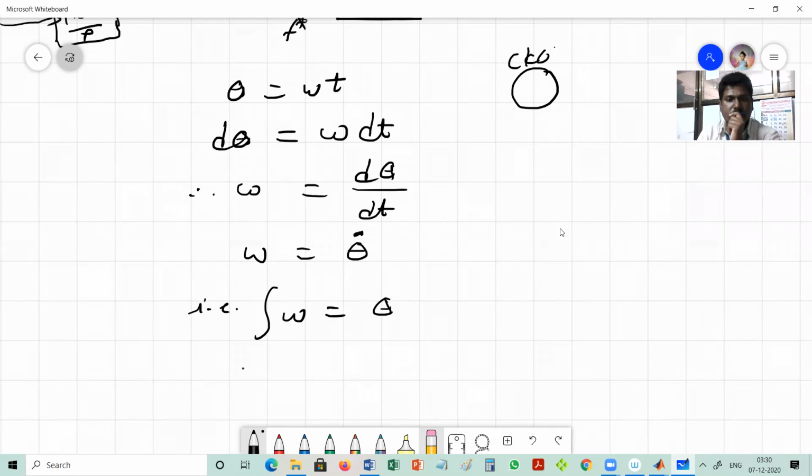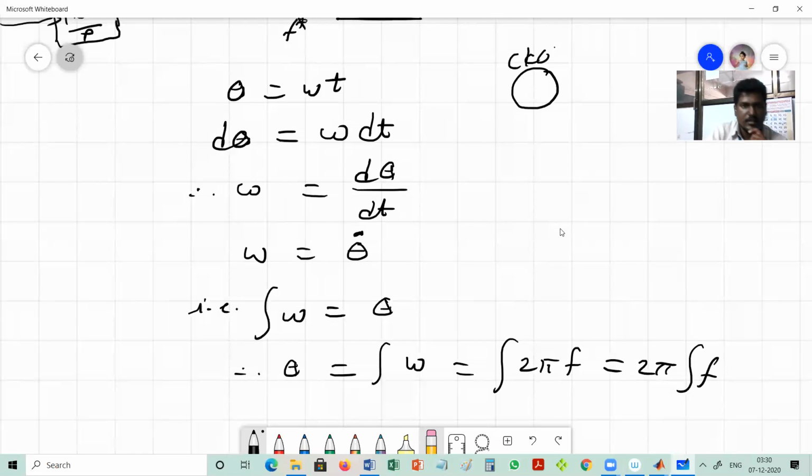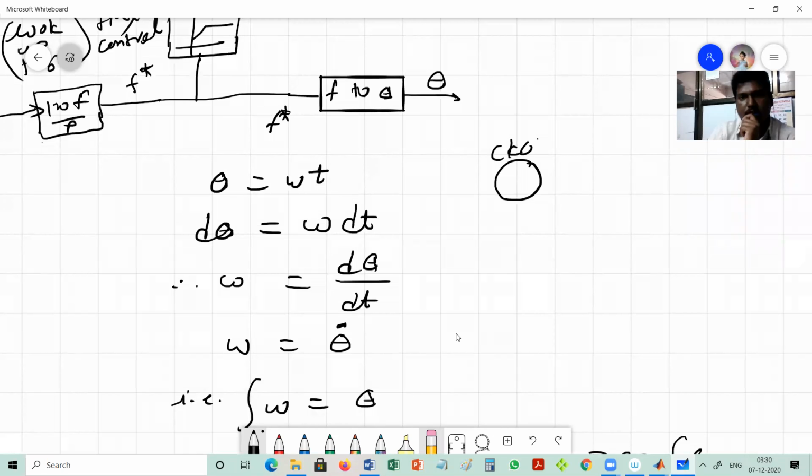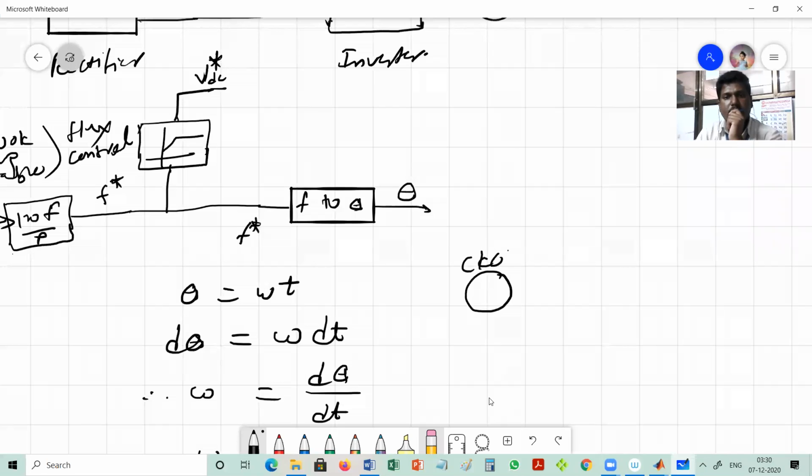Therefore, by taking integration of frequency, theta is equal to integration of omega, which is integration of 2 pi f, which is 2 pi into integration of f. Means by just taking the integration of that calculated frequency and multiplying it with 2 pi, you can get theta. So we have a phase angle theta, and we have the algorithm of 180 degree mode of conduction.